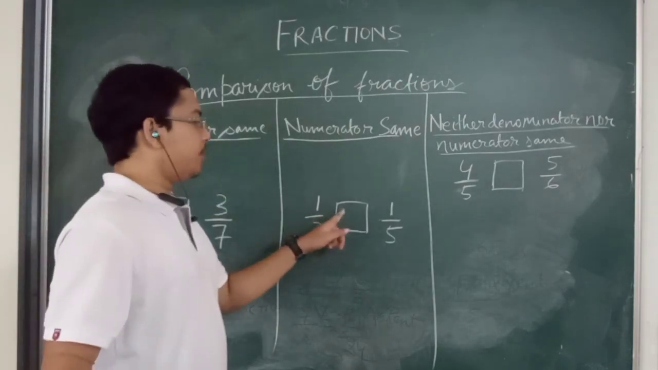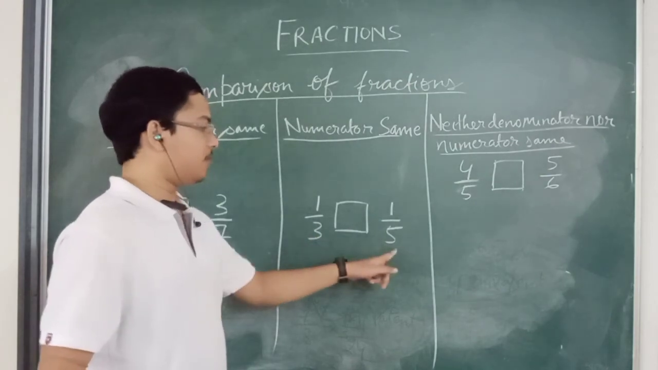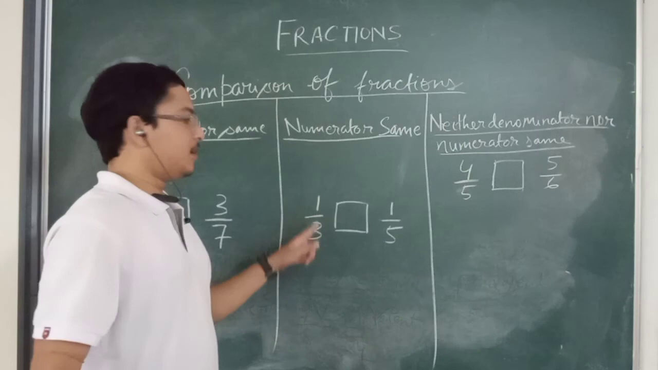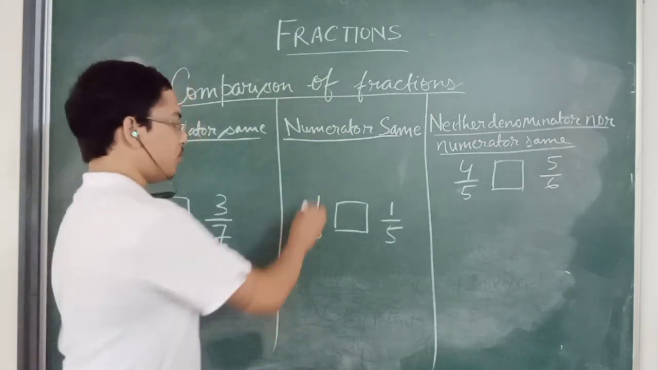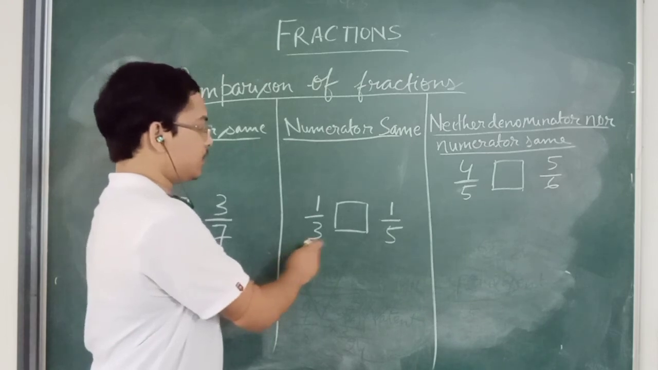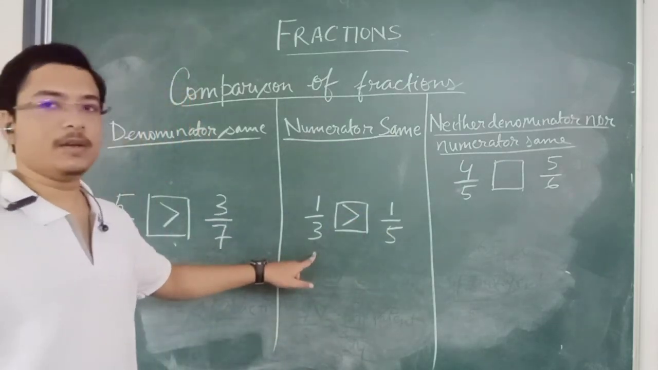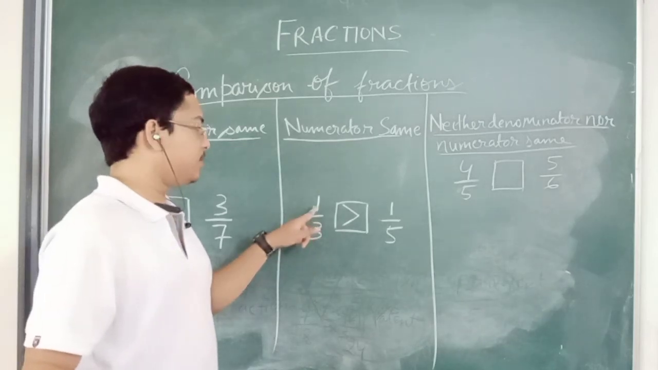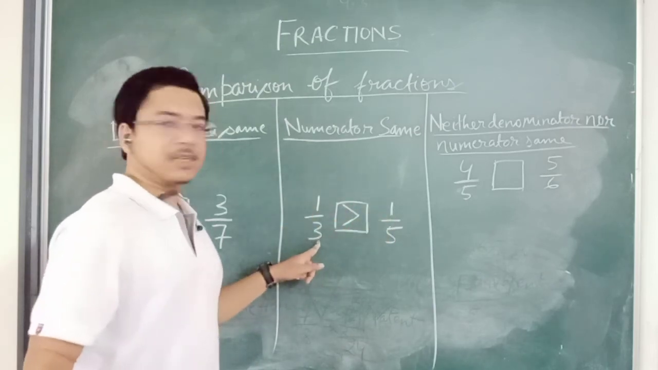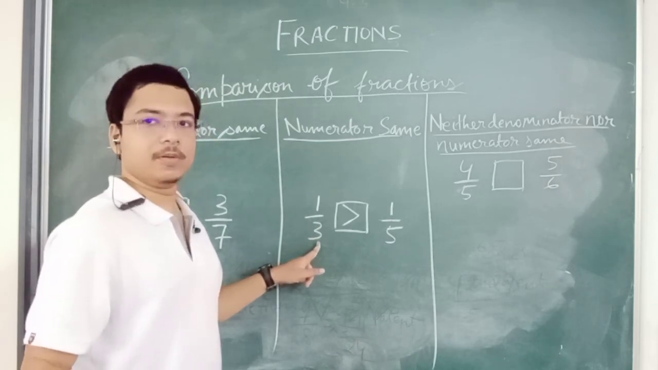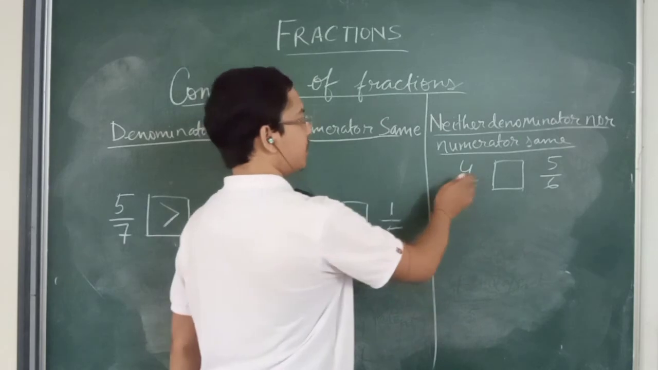Next is, if the numerator is the same, like you see here also 1, here also 1, the numerator is the same but the denominator is different, here 3, here 5. So in this case when the numerator is the same, the fraction which is having the smaller denominator will be bigger in value. Like here 3 is smaller than 5, so this whole fraction will be bigger than 1 by 5. The smaller the denominator, the greater the value of the fraction. But you have to remember that this is only when the numerators are the same. So if the numerator is the same, then the fraction having the smaller denominator will be bigger in value, bigger in size.